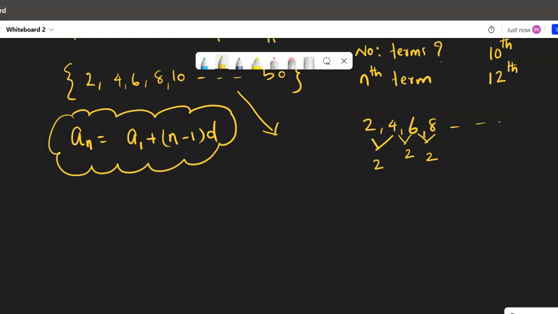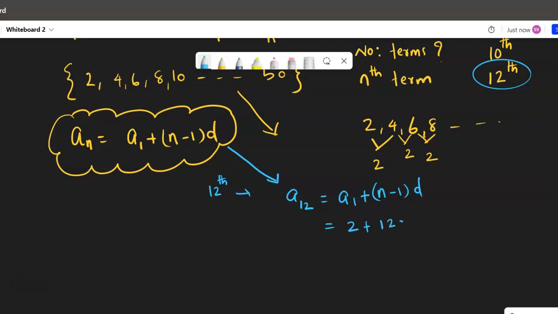So we are going to find the 12th term of the sequence as an example. The 12th term can be calculated by using this expression: A12 is equal to A1 plus n minus 1 into d. A1 is 2, plus n minus 1, that is 12 minus 1, into d. d is the common difference, that is 2.